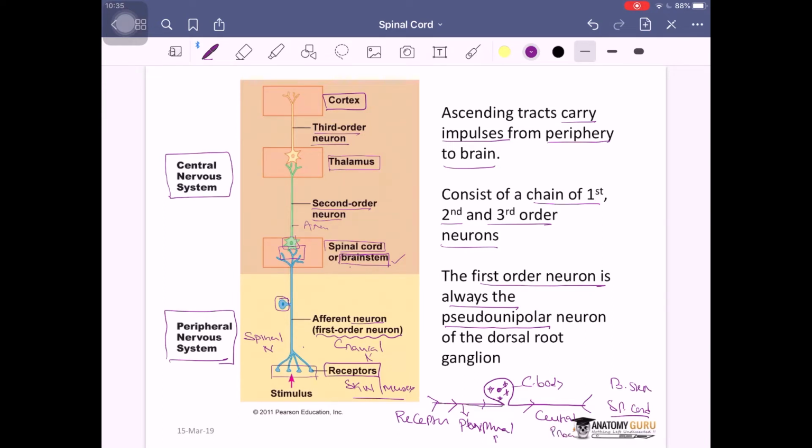So the information comes via the peripheral process, gets processed in the cell body of the neuron, and then is taken via the central process to the brain or spinal cord. Such neurons are called pseudo unipolar. It looks as if it has a single pole. Unipolar is this one, just one axon. Here also it looks like one, but they have got two. So that is why it is called a pseudo unipolar neuron, and they are present in the dorsal root ganglion of your spinal nerve.